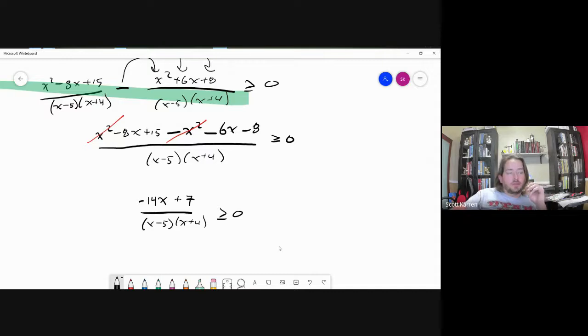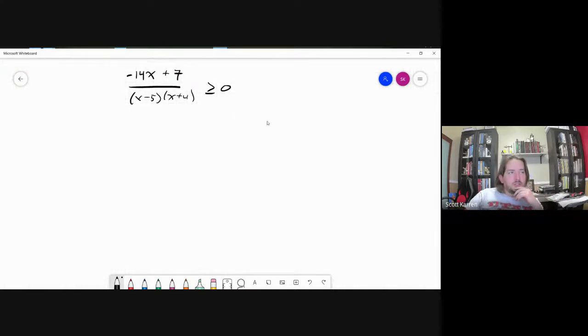So I've simplified the original big bad ugliness down into something not as bad. This I can work with, right? Because if I find the zeros of the numerator, that's just negative 14x plus 7 equals 0, or negative 14x equals negative 7, or x equals a positive 1/2 if I divide each side by negative 7.